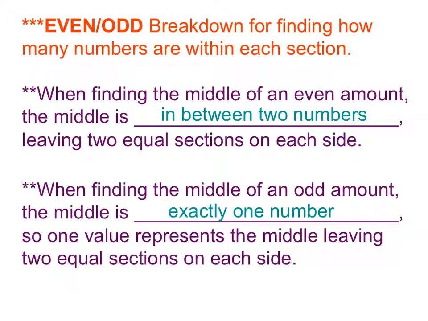And then when finding the middle of an odd amount, the middle is exactly 1 number, so you have to take that 1 number out because if they're the middle, they don't count, and then what's going to be left over on each side would be the split from there. So if we find the middle of 23, there's 1 person in the middle, so you take them out, which leaves 22, which is going to be 2 groups of 11 on each side. So that's always how it's going to work with even and odd.